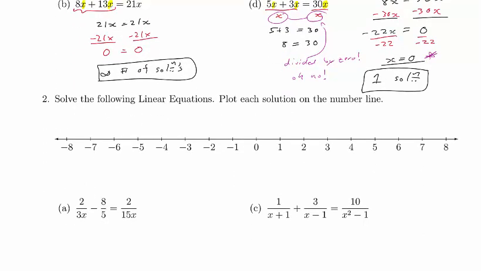Okay, so now let's go ahead and solve the following linear equations, and we'll plot the solutions on the number line. So these equations are called rational equations, because we've got one expression divided by another. And an easy way to solve these is simply to find what's called the lowest common multiple. And so you can see here, 3x times 5 will get us 15x, which is the same as right here. So luckily the lowest common multiple here works out quite nicely.